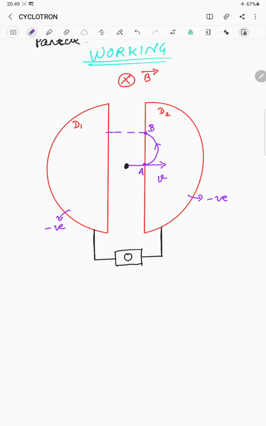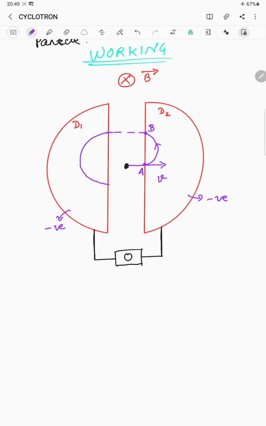I'll give you an example. Suppose you are running, somebody pushes from behind, your speed will increase. Similarly, when the particle was moving in D2, it was moving with a certain velocity, but when it approached point B, at that particular point, more attraction was there from D2 because of its negative polarity, for which the velocity increased, and if the velocity increases, the particle will move in a larger circular path.